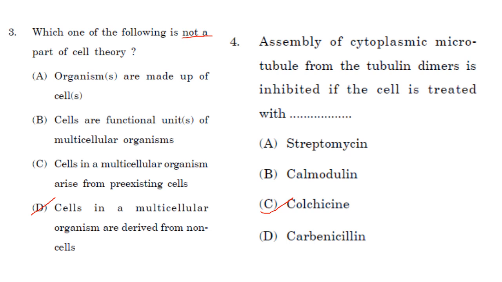Then next one. Assembly of cytoplasmic microtubule from the tubulin dimers is inhibited if the cell is treated with colchicine. Answer is option C.